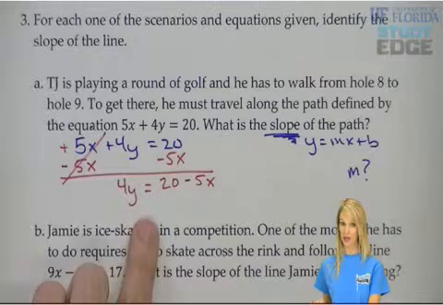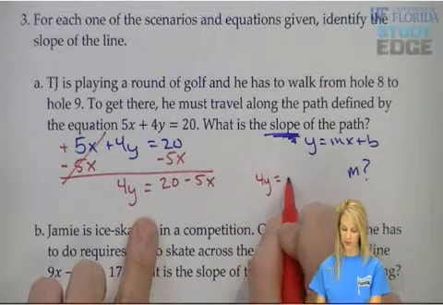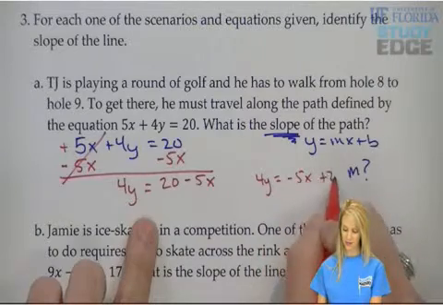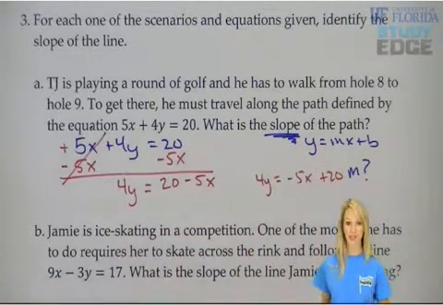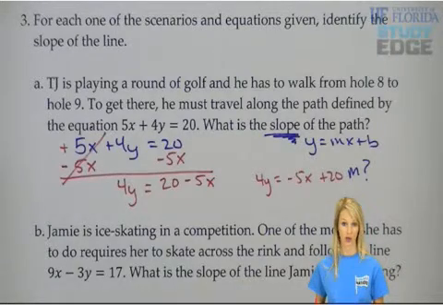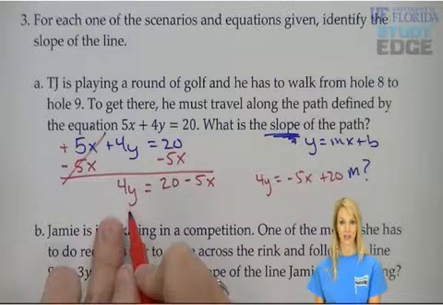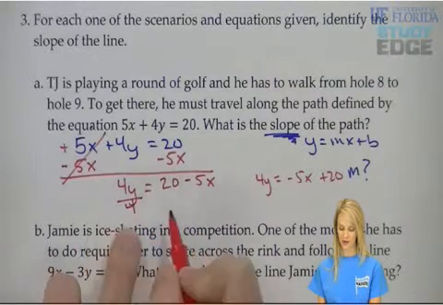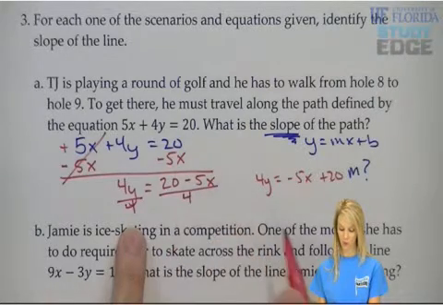Now, you could also write it as 4y equals negative 5x plus 20. You can switch the order that these are in. Either way is fine. You're going to end up with the same value for your slope. All right, so let's take a look at this one. We still need to get y by itself, so what do we need to do? We're going to divide. Whatever we do to one side, we have to do to the other. So we're going to divide by 4.